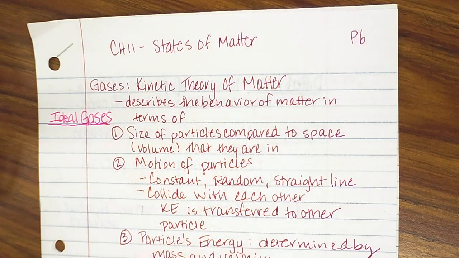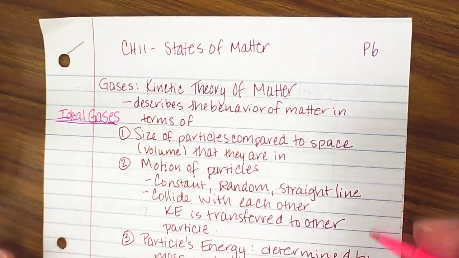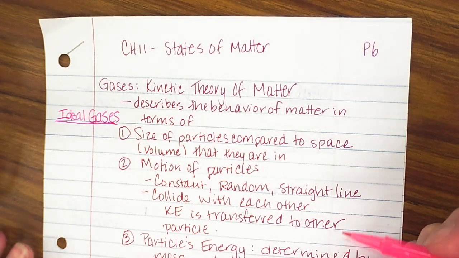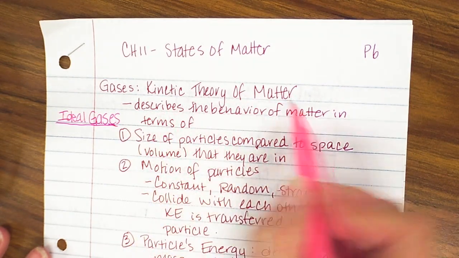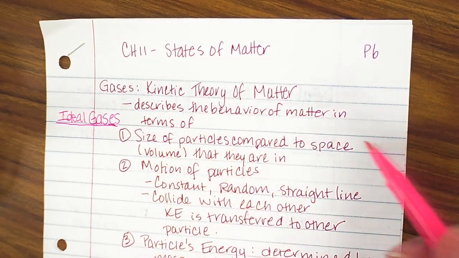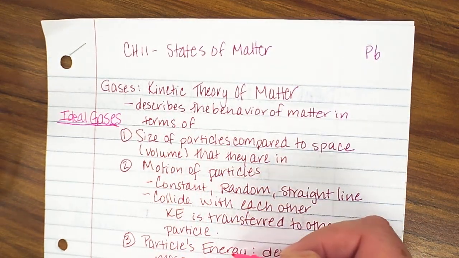So we're going over the notes, and we're just adding some things in that can help with the test and help clarify some points. So we're going over the kinetic theory of matter, which describes the behavior of matter in terms of three things: the size of the particles, the motion of the particles, and the particles' energy.